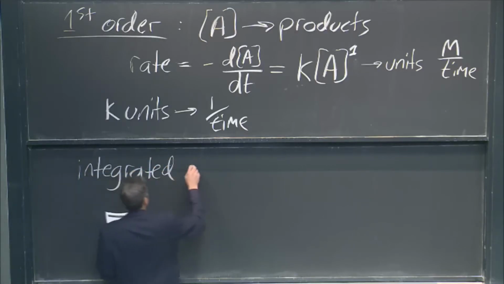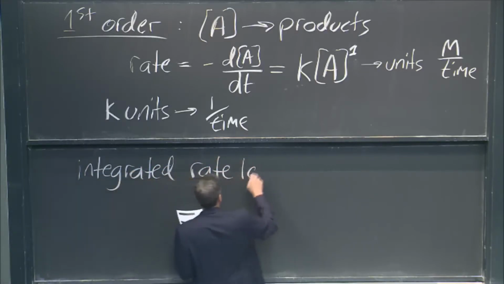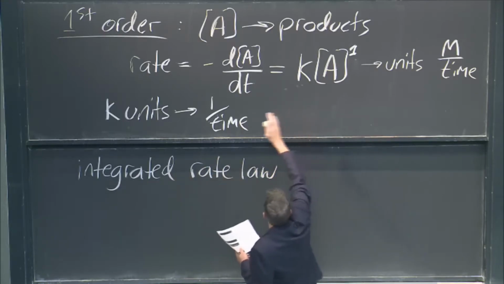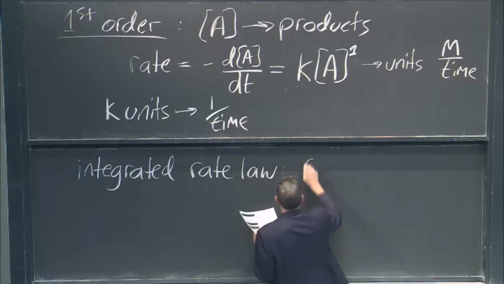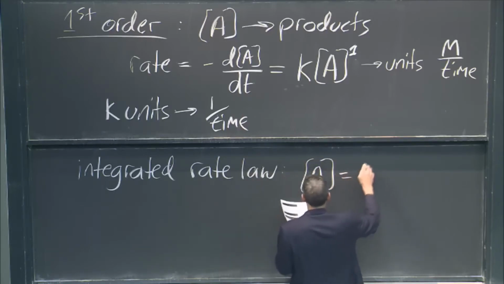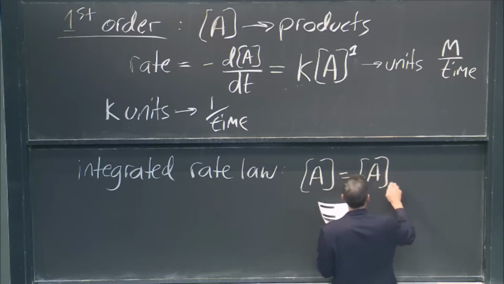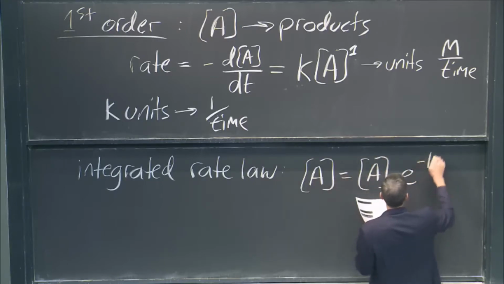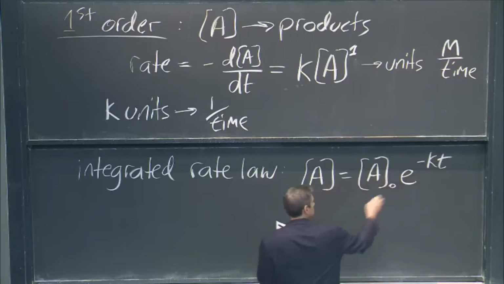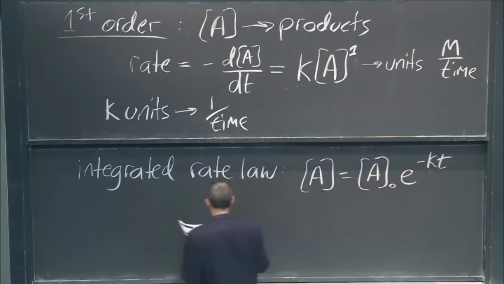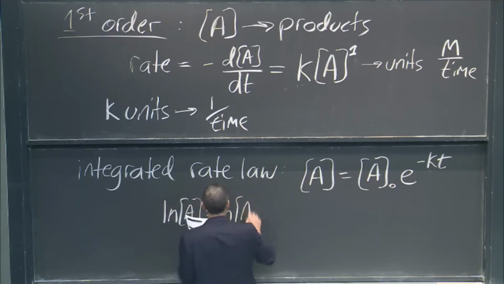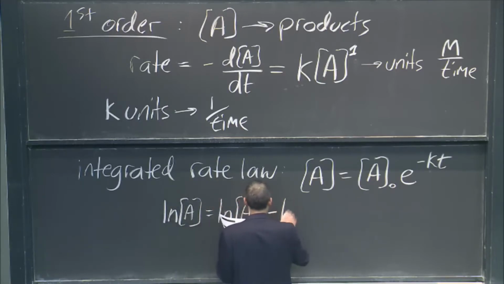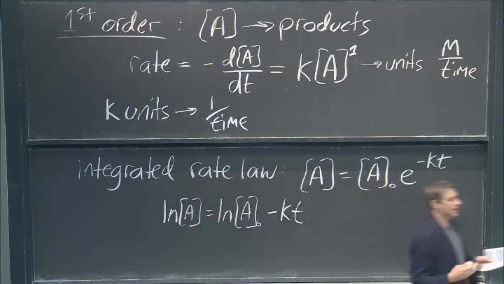Integrated rate law. So now, there's my rate law. Now I'm going to take the dt over and the concentration over, and I'm going to integrate, and I get this. A equals some initial concentration times e to the minus kt. Notice the units, right? 1 over time. That's good. Okay. Or if you want, you could say that log A equals log A naught minus kt.